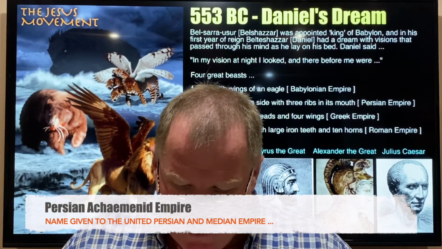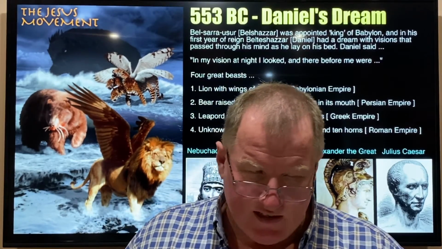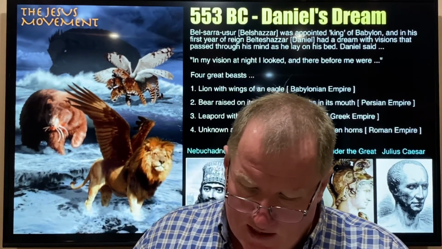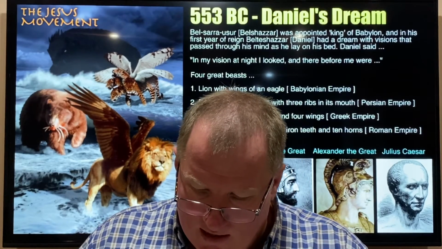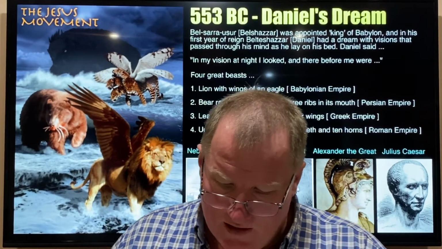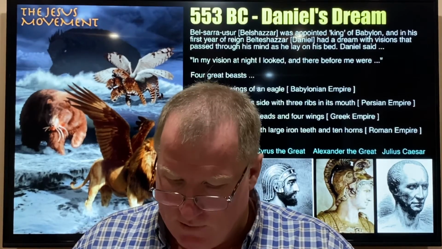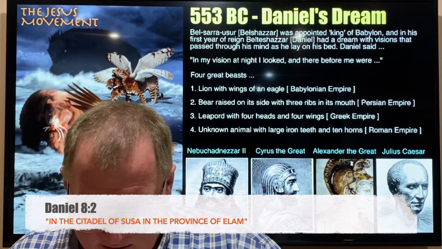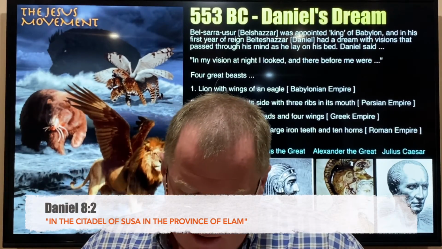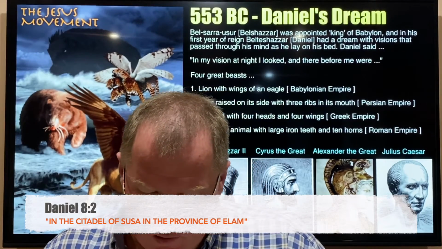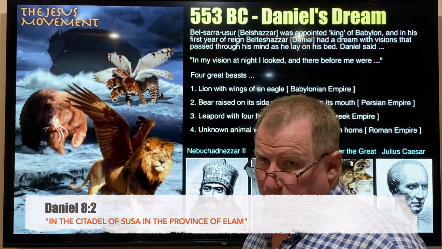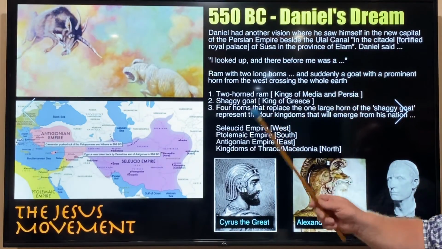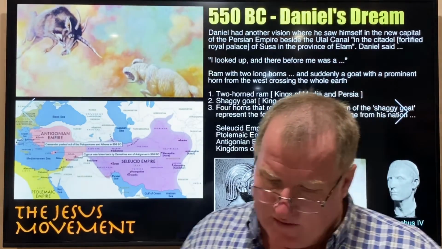Now, in the same year that happens, Daniel receives another vision in 550 BC. It's now the third year of King Belshazzar's reign in Babylon, and Daniel had another vision. This time he saw himself in the new capital of the Persian Empire, beside the Ulai Canal, and it says in Daniel chapter 8 verse 2, he was in the citadel, which is a fortified royal palace of Susa in the province of Elam. So you might remember I mentioned Susa on the map. And so this is our final screen for tonight, and I will begin to explain the next prophecy of Daniel.